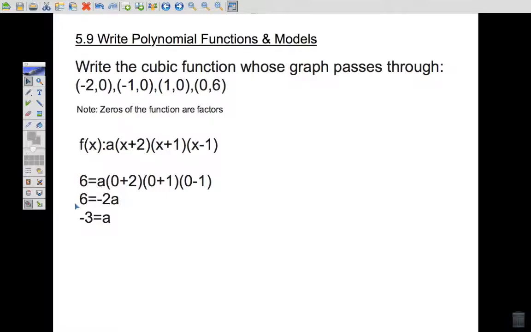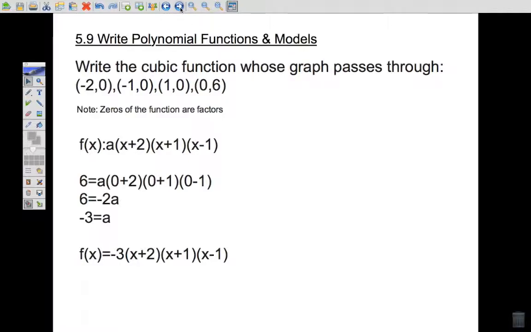Next you'll divide both sides by negative 2. Now you know what the value of a is. Your final answer is the function after you've substituted negative 3 in place of a. Your function is equal to negative 3 times x plus 2 times x plus 1 times x minus 2.